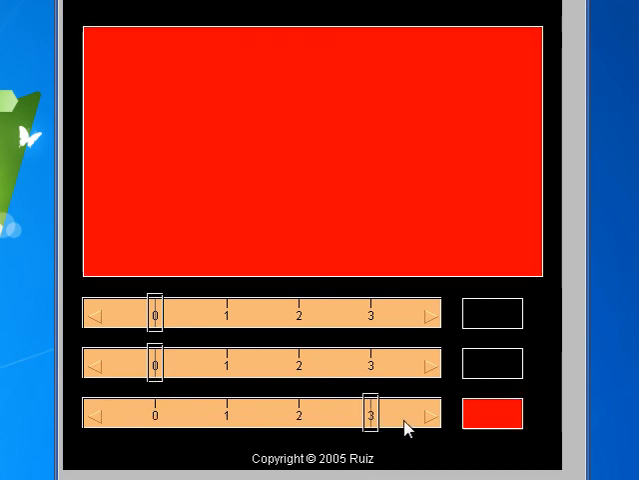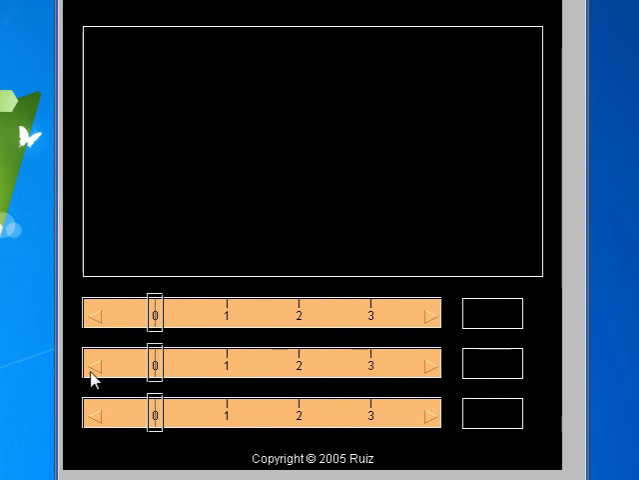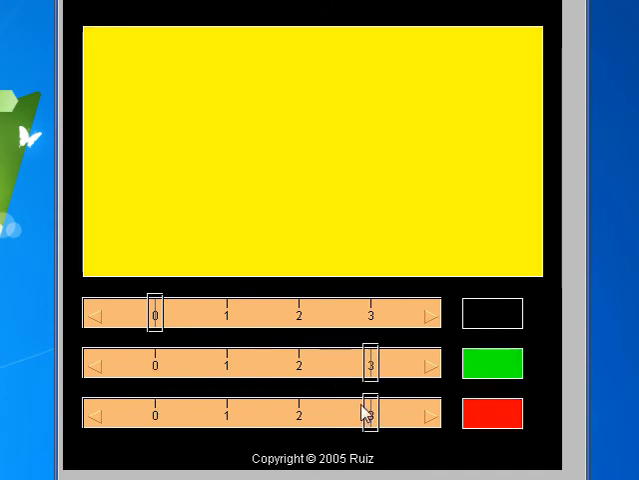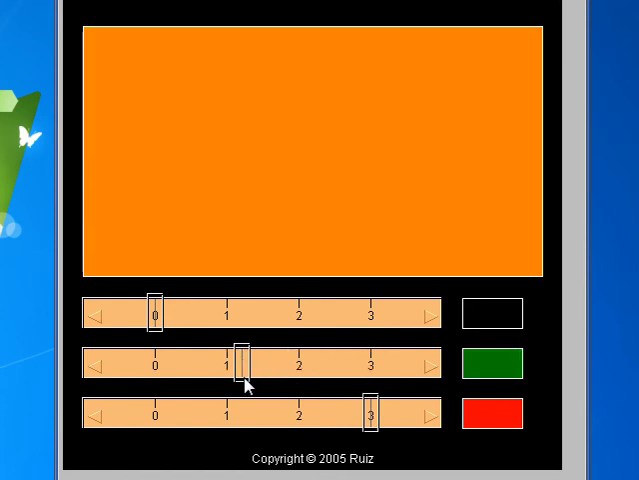So since each of the primaries, RGB, can be in four states, we have 4 times 4 times 4 equals 64 colors, the first being black. Let's go ahead and get a nice yellow by turning up the green and the red and leaving the blue off. The RGB value here would be 11, 11, 00.